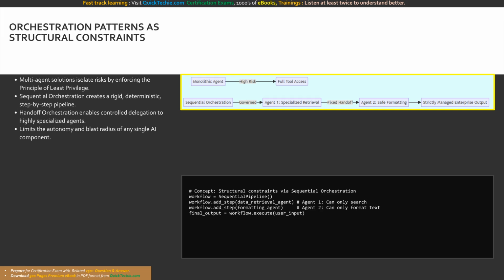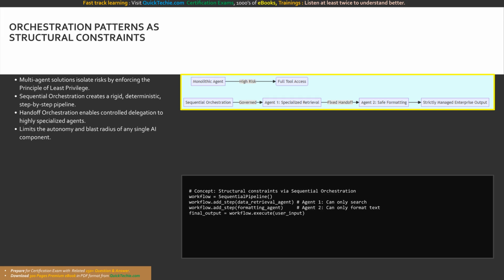For highly controlled environments, you should utilize sequential orchestration. In sequential orchestration, agents are arranged in a strict pipeline where each agent processes the task one after another. The output from one agent becomes the input for the next. Because the order in which agents run is entirely fixed and decided beforehand, the agents themselves do not decide what happens next, drastically limiting their operational freedom and maximizing your architectural oversight.